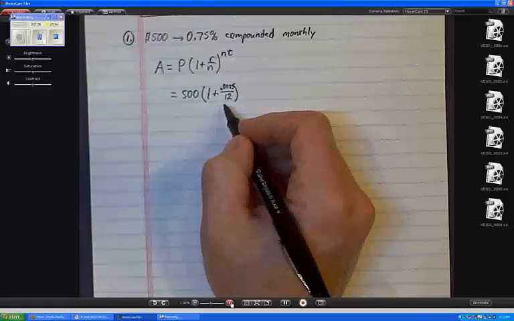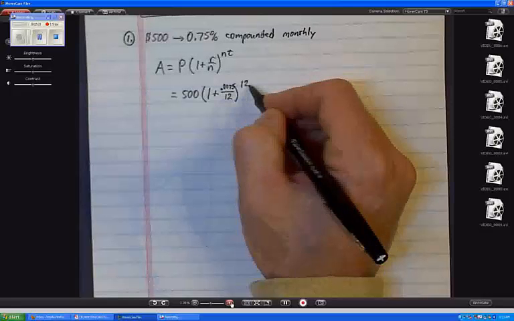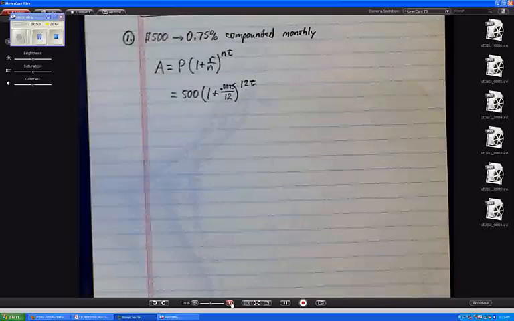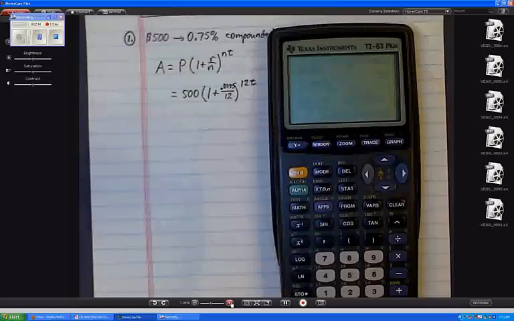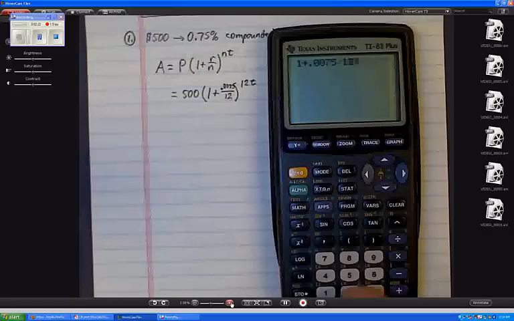And then I raise that to what power? Good, because n is 12. So we raise it to the 12t power. All right? And now I guess I'm ready. Let me use the calculator just to simplify that stuff in parentheses a little bit. So let me type in 1 plus 0.0075 divided by 12.